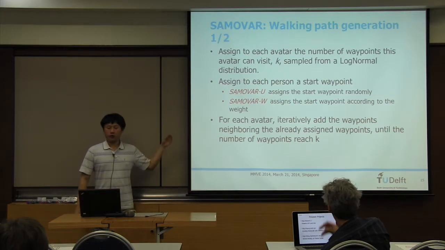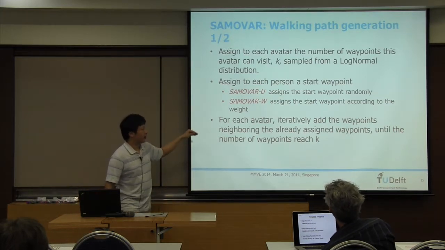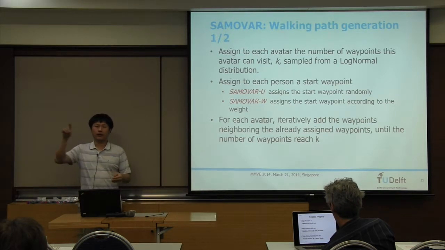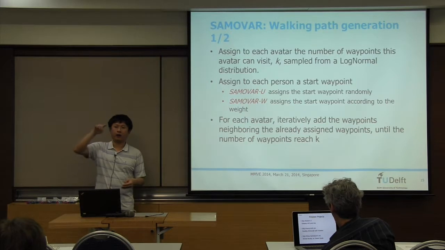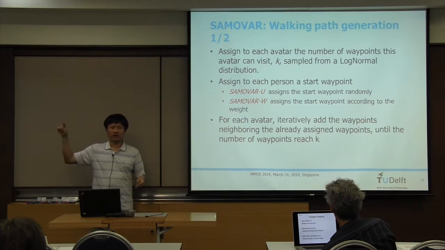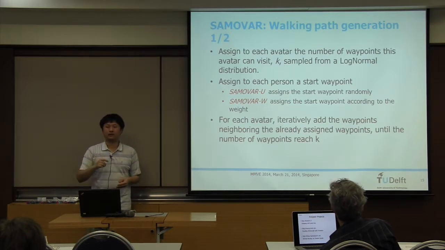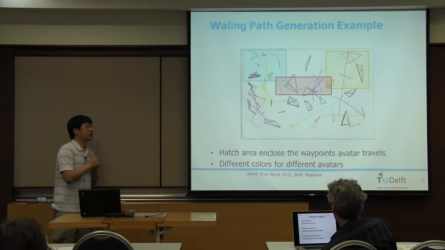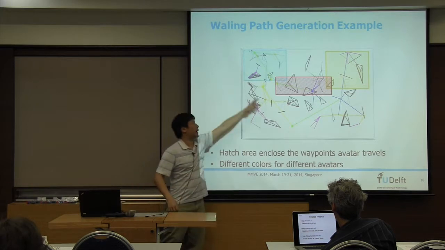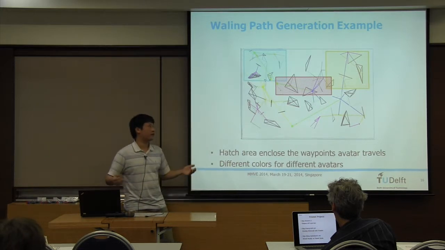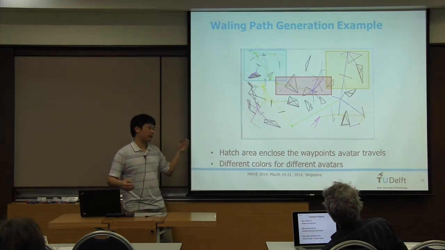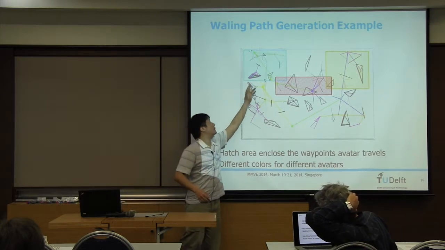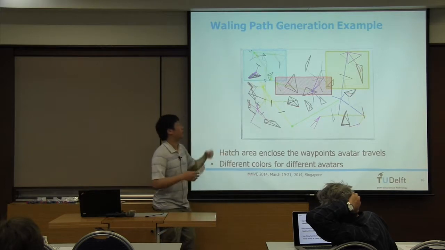And then for each avatar, we iteratively add waypoints, connected to the already assigned waypoints. This way we can make sure that the avatar can always travel to its assigned waypoints. Here's an example of a walking path. Here different hatched areas represent different waypoints the avatar can visit. For this blue avatar, it can only visit the blue rectangular areas.